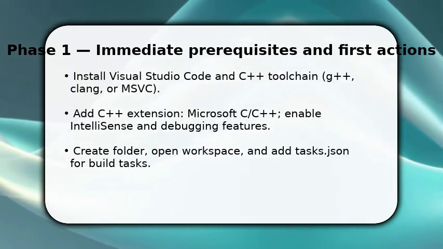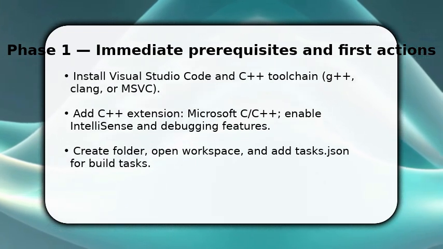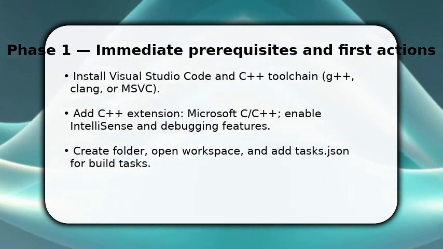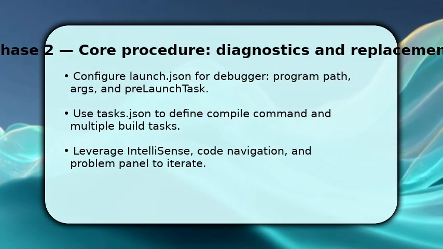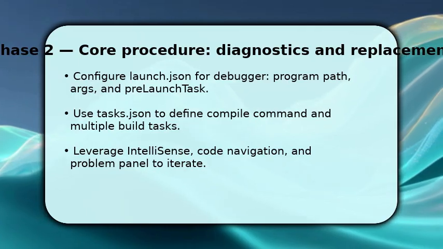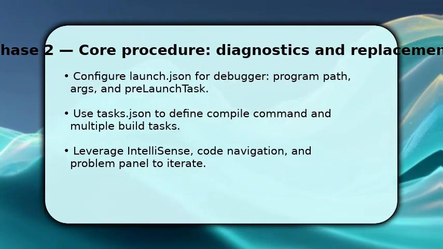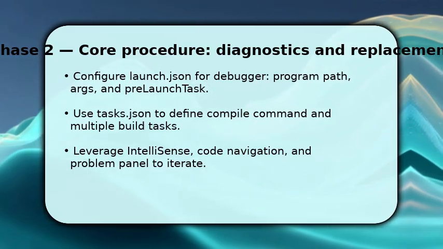Next, add a launch configuration to enable debugging. This is the first actionable step to run and inspect programs. Now you wire build and debug. Create or edit tasks.json to invoke g++ with flags like -g and -O0. Label that task so launch.json can reference it.